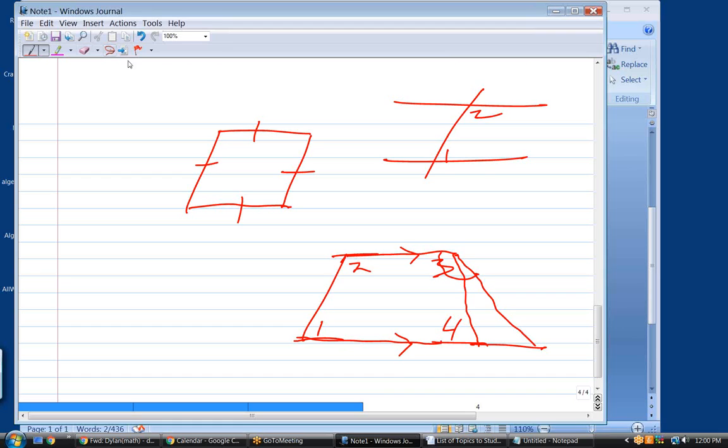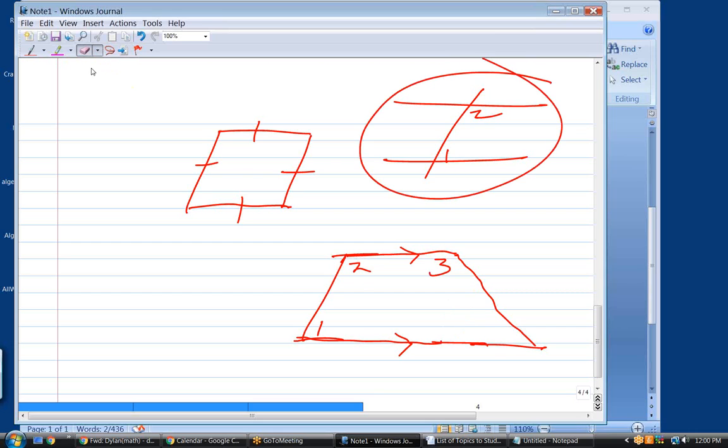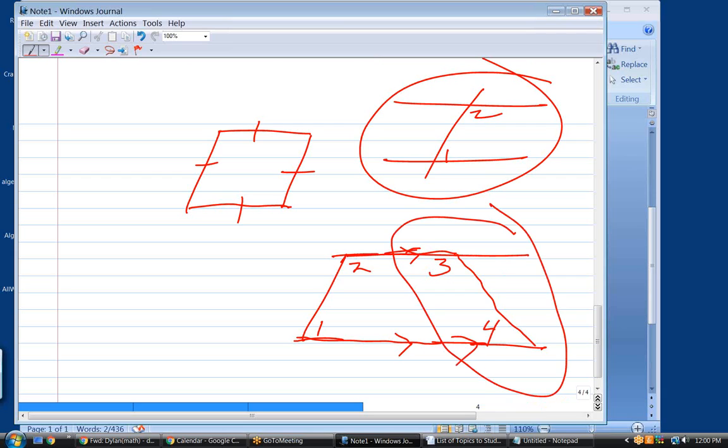Now, 3 and 4 have a relationship that's based on the parallel lines. In other words, 3 and 4 are supplementary. Again, because if I look at just that part, all I have is 2 parallel lines and a transversal, makes those angles adjacent.